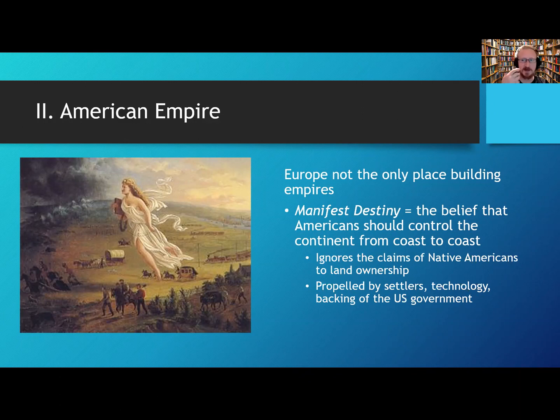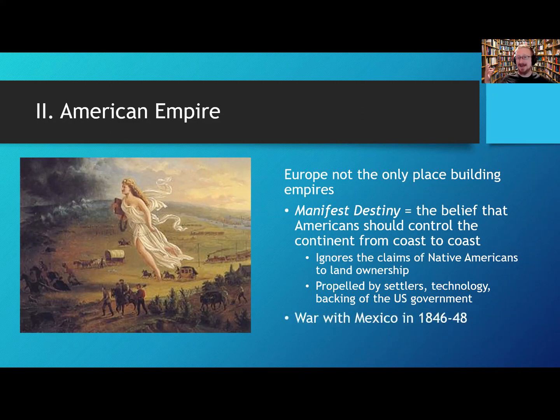The US government was very heavily encouraging of this westward expansion. And along with technology and people eager for cheap land and all this stuff, there's just a constant flood of Americans and immigrants that fill up the spaces between the coasts really quickly.